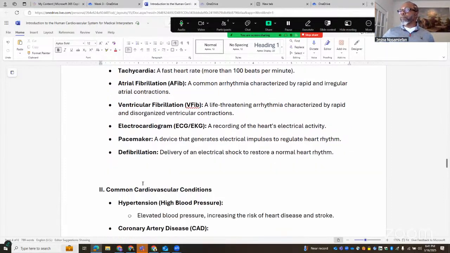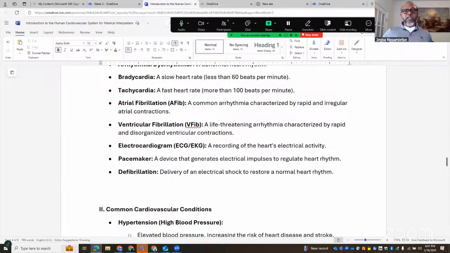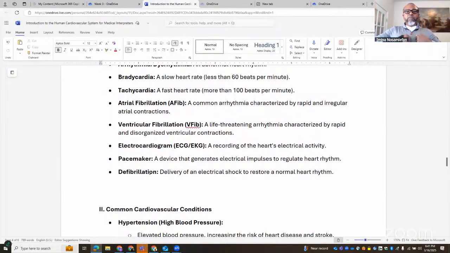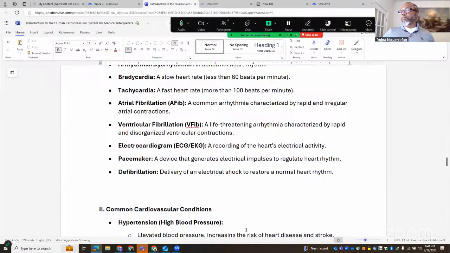And then defibrillation. I'm sure you've watched it on TV, when they show the heart has flattened. They'll get some pads, put the pads on, with an electric shock. That's defibrillation. Okay.